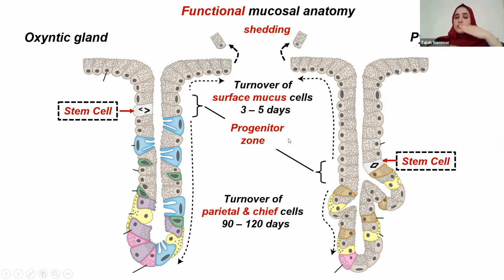So basically every 3 to 5 days, the mucus cells are going to die. They're going to shed, okay? And then new mucus cells from the stem cells are going to form so that they keep on reforming the mucus. Okay, guys? Is this clear?